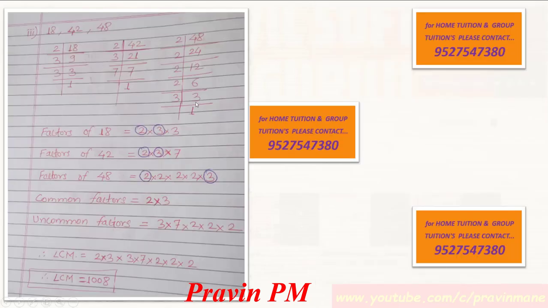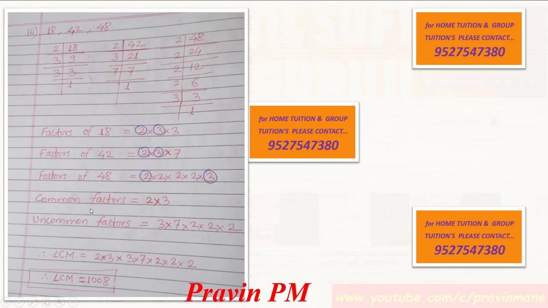Now find the LCM of 18, 42 and 48. The procedure will be the same. First find the factors of 18, 42 and 48. List the factors. Then circle the common factors, common in all the 3. So 1 time 2 is common and 1 time 3 is common.